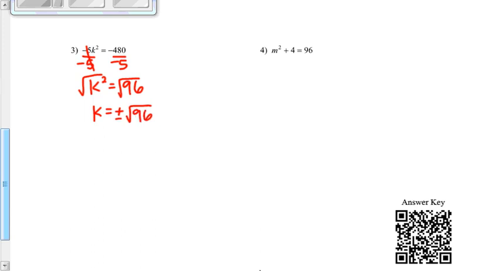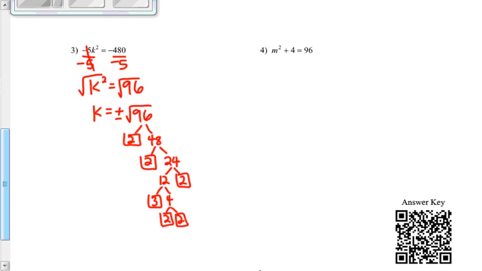And we have to see if this is going to simplify at all. So that's the same as 2 times 48. I think this is going to simplify. That would be 2 and 24. 12 and 2. That would be 3 and 4. 4 would be 2 and 2. So when I go to rewrite my answer, that would be plus or minus. I didn't have any numbers out in front. 2 times 2 times 2 times 2 times 2 times 3. I think I got it all there.